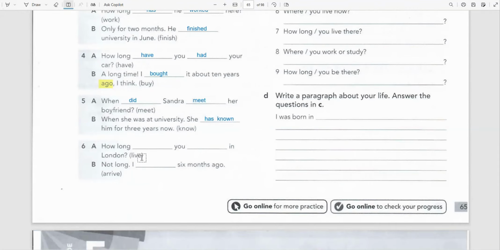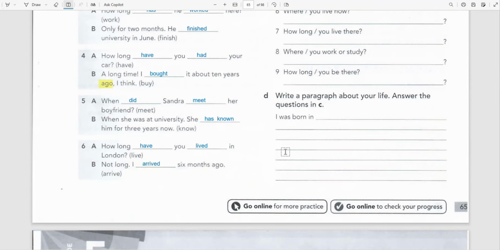Number 6, how long have you lived in London? Right? So I'm talking about someone who lives in London. So I'm going to ask in present perfect. How long have you lived? Lived. How long have you lived in London? Not long. 6 months ago. So I arrived 6 months ago. Because the past simple, we're showing the clear time of the past, 6 months ago. That will be past simple. So not long, I arrived 6 months ago.